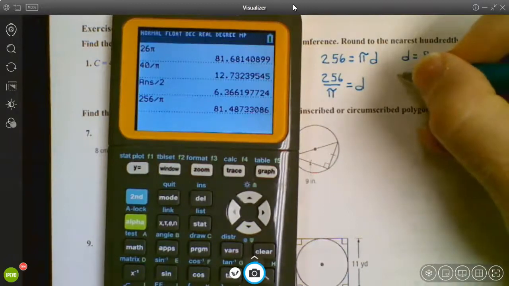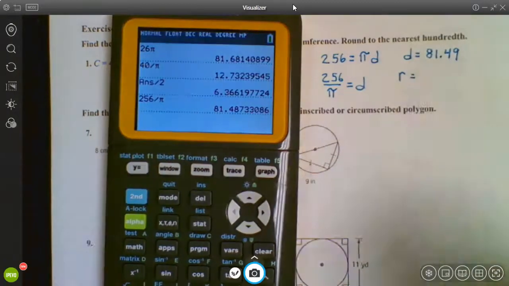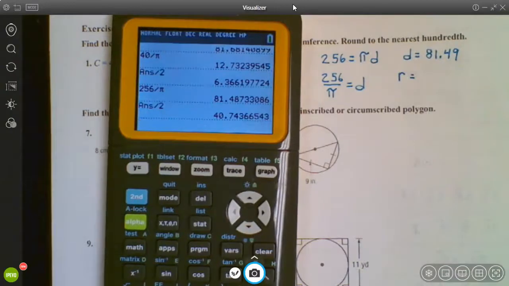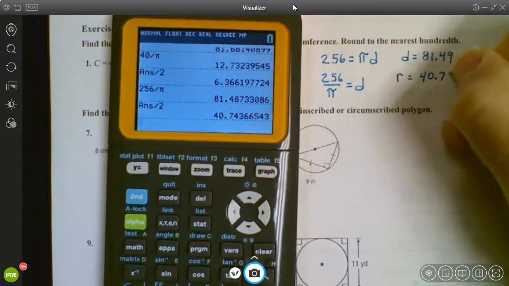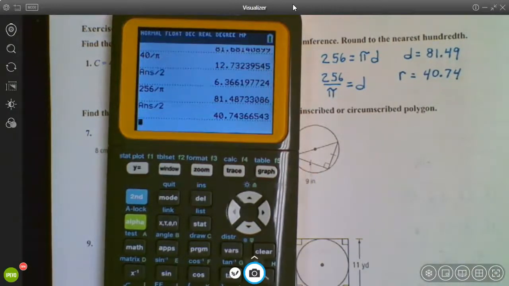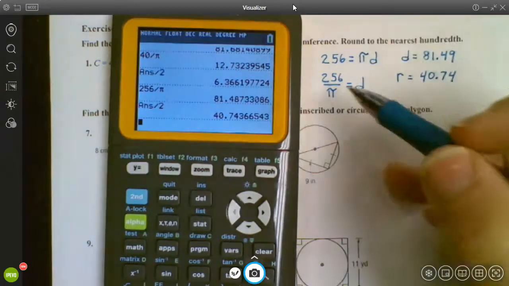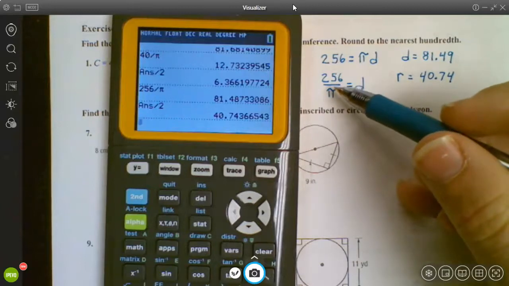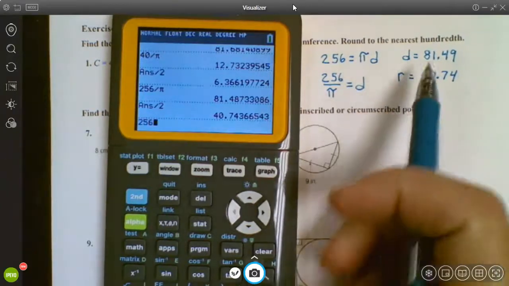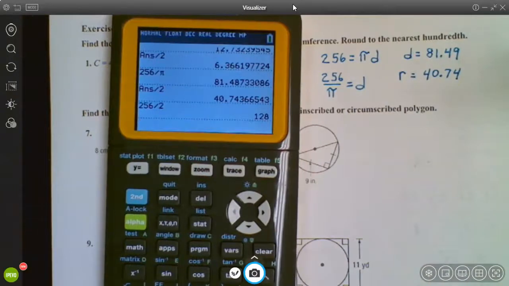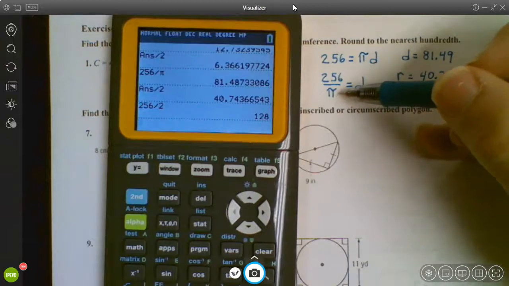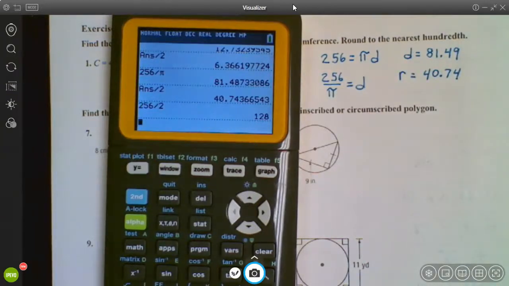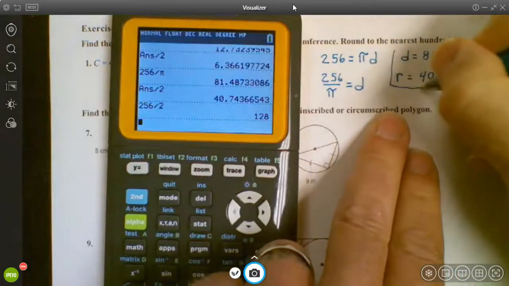As far as the radius goes, we know that if we divide the diameter by 2, then I get the radius, so 40.74. Guys, what if they said, find the radius in terms of pi? Well, you'd still go from here, right? I would just simply take 256, divide it by 2, and it becomes 128. So if I were to write this as 128 over pi, that would be my radius, right? But this one did specifically say nearest hundredth, so we're just following those directions.